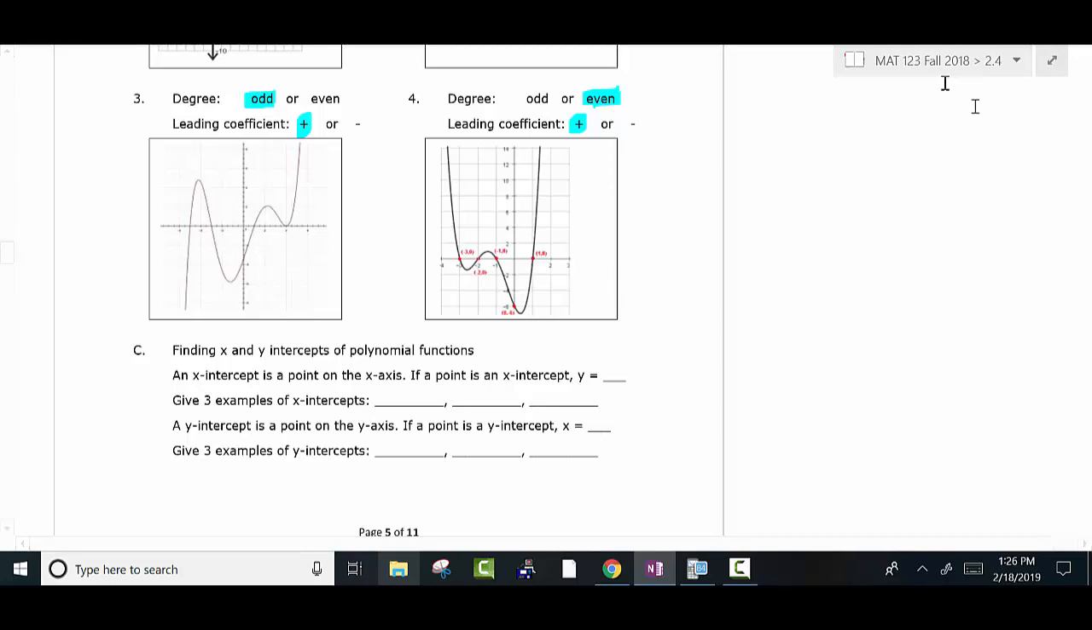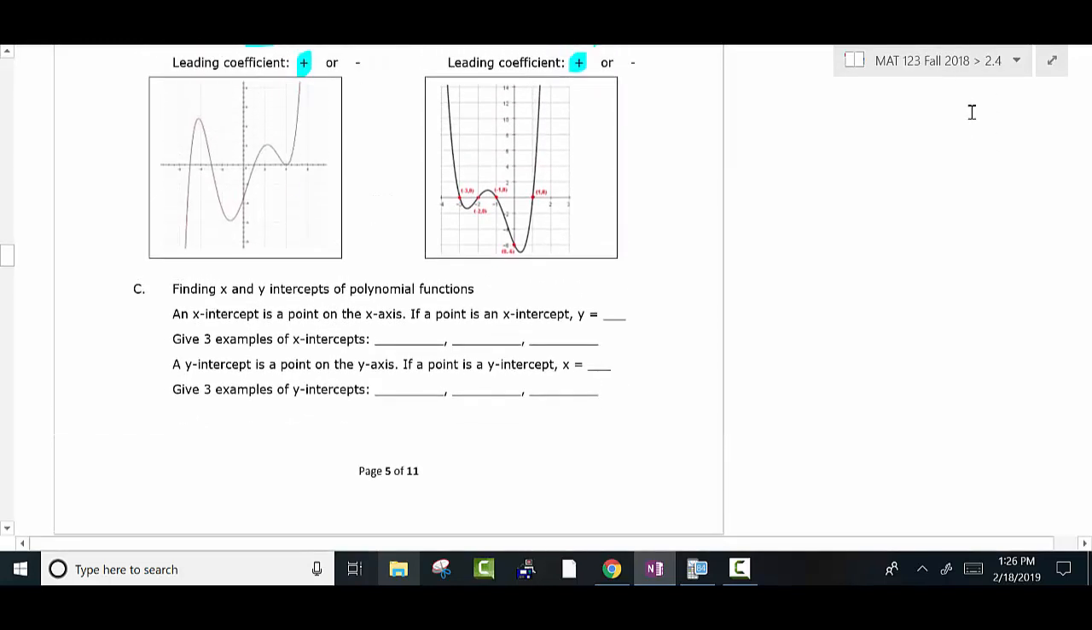Okay, so we're going to do a little bit with x-intercepts. We've been talking a lot about x-intercepts. An x-intercept is a point on the x-axis. If a point is an x-intercept, y is 0. I'll give you a couple of examples. You could have 3, 0. We've already done this. You could have negative 2, 0. You could have 10, 0. On an x-intercept, the y value is always 0.